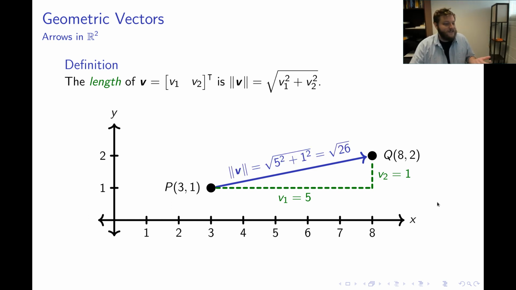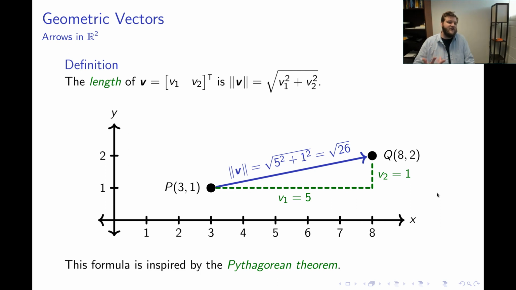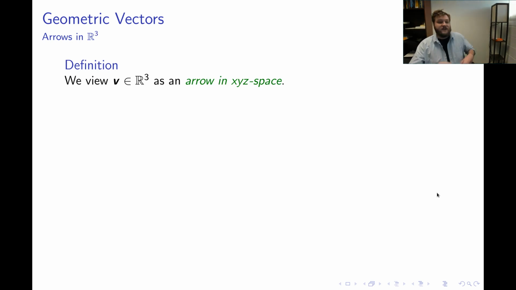Of course, that's given to us by the Pythagorean theorem. So if the legs here are 5 and 1, the length of this vector would be the square root of 5 squared plus 1 squared, which is the square root of 26. So ultimately it's the Pythagorean theorem that gives us our formula for length for vectors in R2. Okay, so that's vectors in R2.